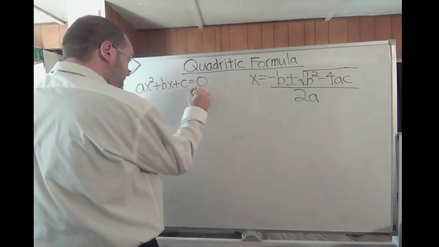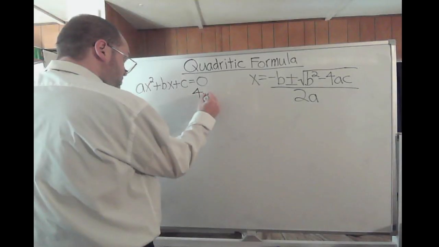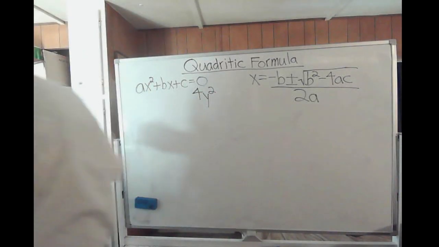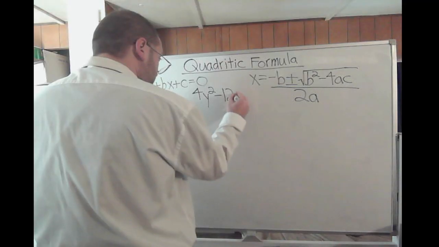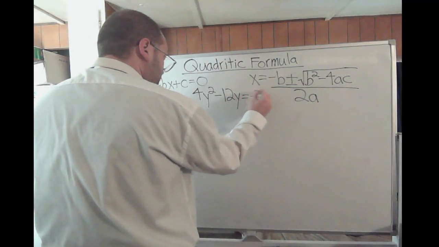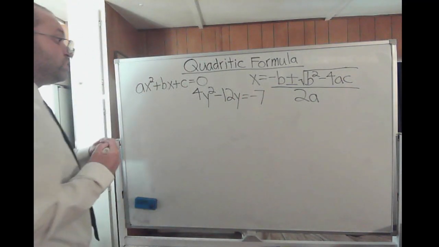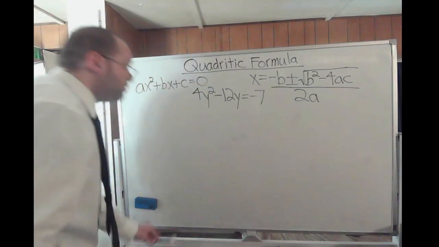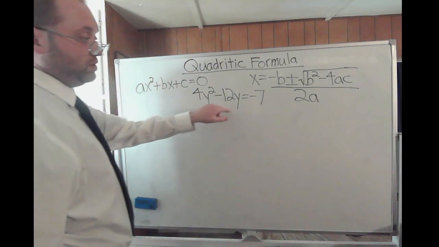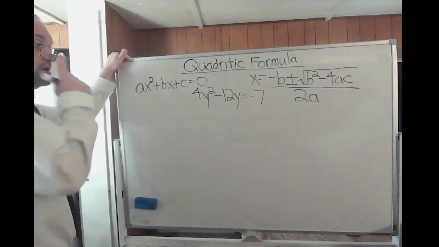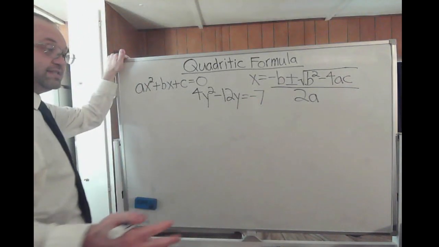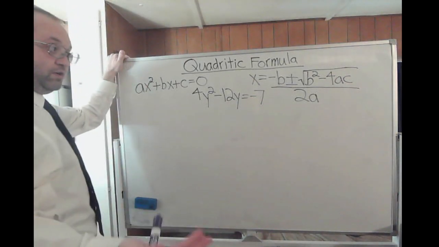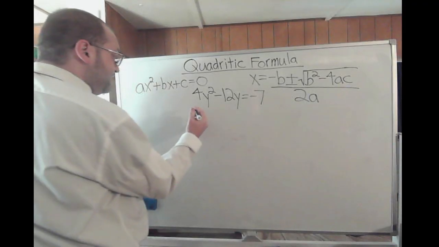Let's see, we have 4y squared minus 12y is equal to negative 7. Alright, so we have 4y squared minus 12y equals negative 7. Well, we definitely want to get that negative 7 out of the right-hand side, make the right-hand side equal to 0. So you have to add 7 to both sides in order to do that.